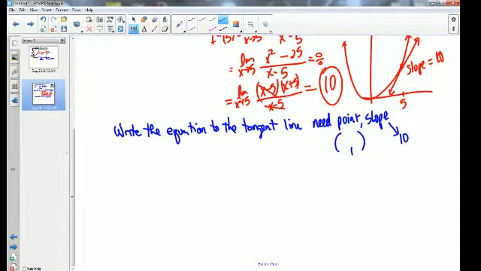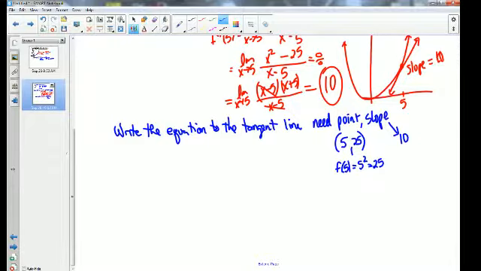5 is the x. What's the y value? It's 25. You know where we got that? The function is x squared, so 5 squared, just plug it in, right? Because f of 5 is 5 squared, or 25.